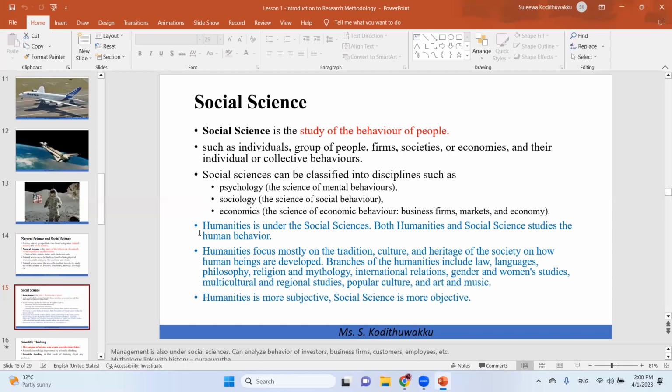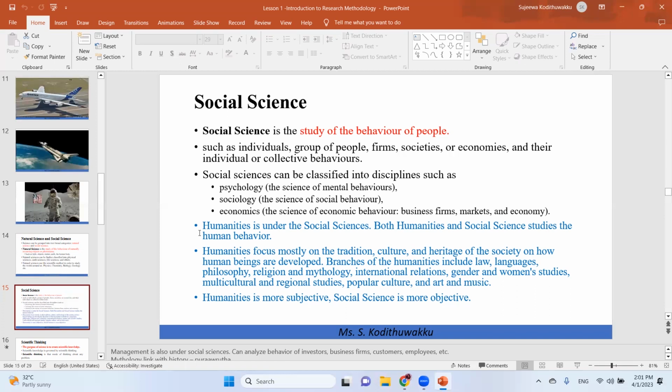Now remember, now you have the idea about humanities, right? Remember, there's a separate component called humanities and social science. It's normally under social science. Humanities is highly linked with our traditions, culture, and heritage. Then the branches of the humanities include law, whatever the law, business law, company law, industrial law, whatever. Then languages like Sinhala, Tamil, English, whatever the languages, philosophy, religion and mythology, international relations, gender and women studies, multicultural and regional studies, and popular culture and art, music.